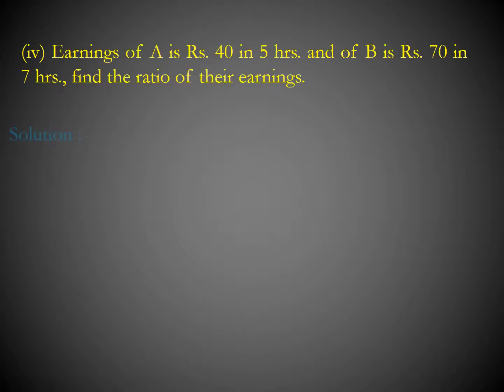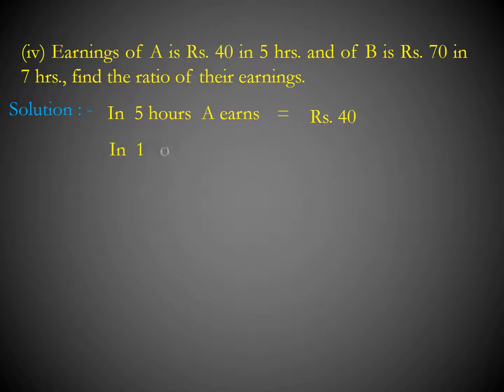Now our fourth question is, earnings of A is rupees 40 in 5 hours and of B is rupees 70 in 7 hours. Find the ratio of their earnings. In our first slide we learned that if we have to find the ratio, the base should be same. So here earning of A is given in 5 hours and of B is given in 7 hours. So try to convert the earnings of both of them in same timing. That is, we should convert the earning of A in 7 hours and then find its ratio.